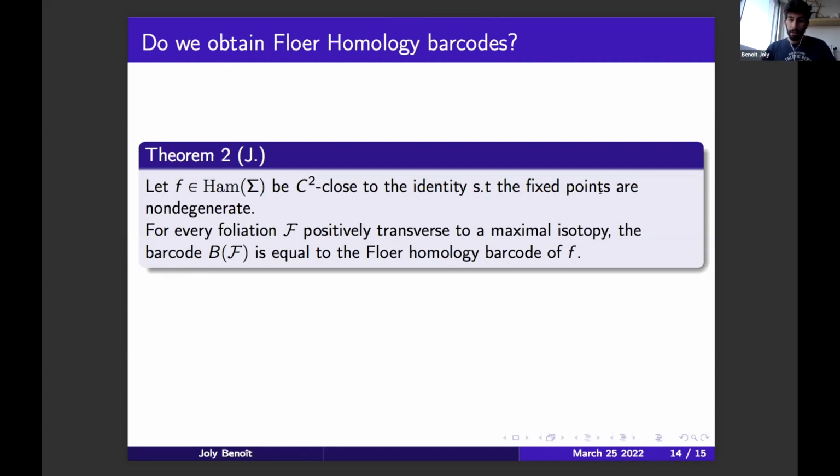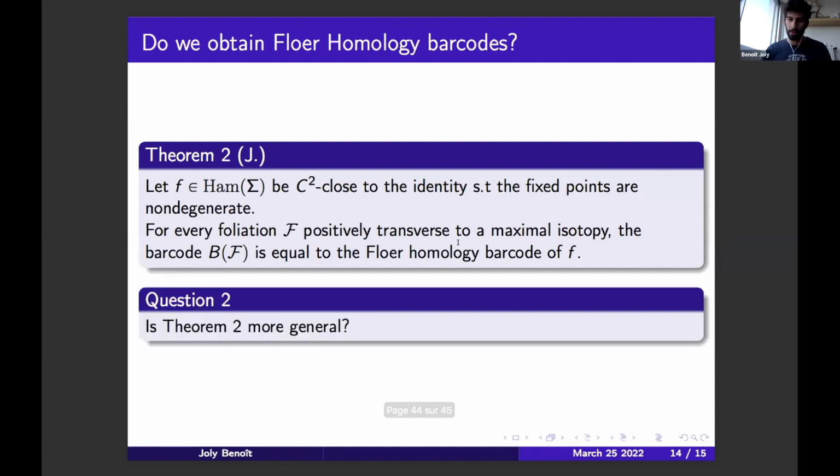We don't need to choose a maximal isotopy, because in this case there is a unique homotopy class of a maximal isotopy fixing every fixed point of the Hamiltonian diffeomorphism. Yes, because I ask the number of fixed points to be finite again. And in this case, the barcode I constructed is equal to the Floer homology barcode.